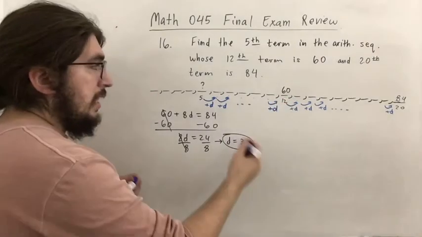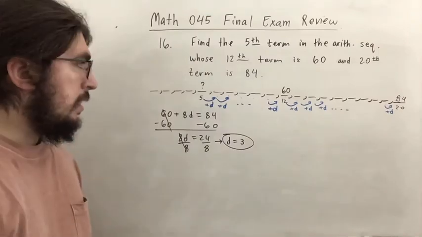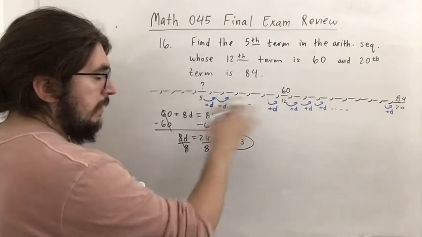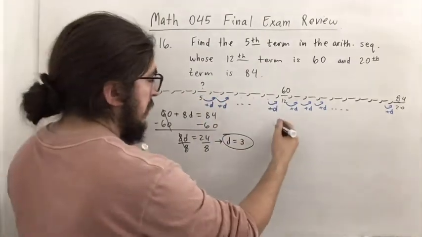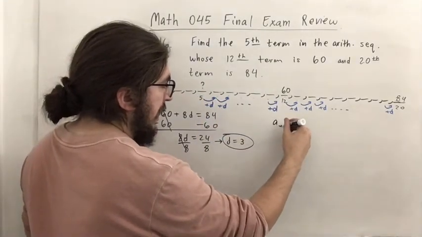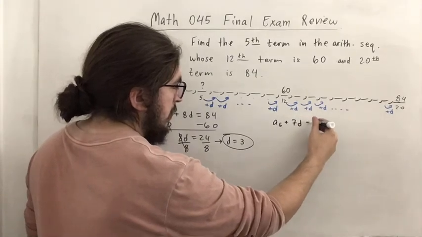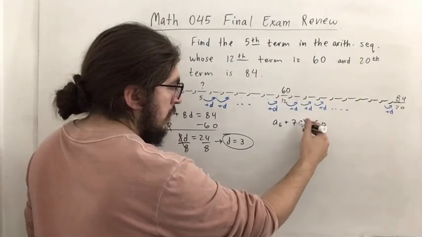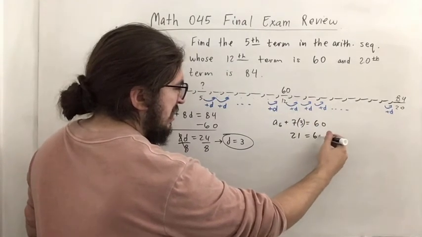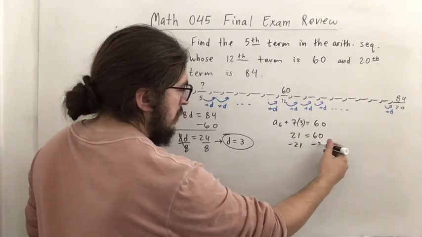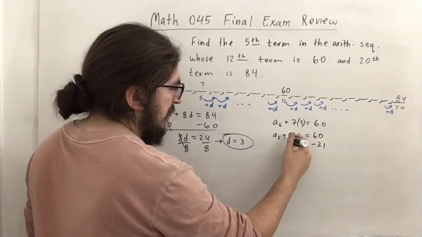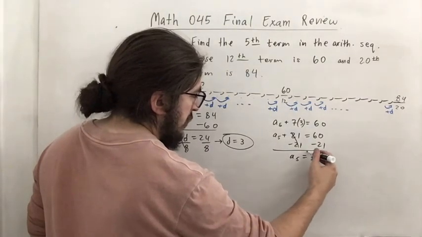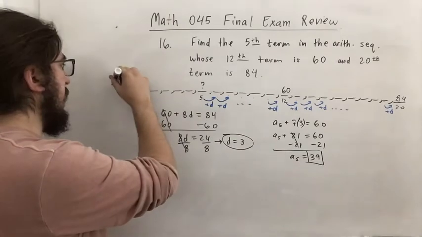Again, it's just the difference in the positions. 12 minus 5 is 7. So if you add 7d to this one, you get 60. So now we get this relationship that a5 added to 7d is equal to 60. But we know d is 3, so this is really 7 times 3, which is 21. So subtract 21 to the other side. We get our final answer for a sub 5, which is 39. So that is the answer. I'm going to write that over here, 39.